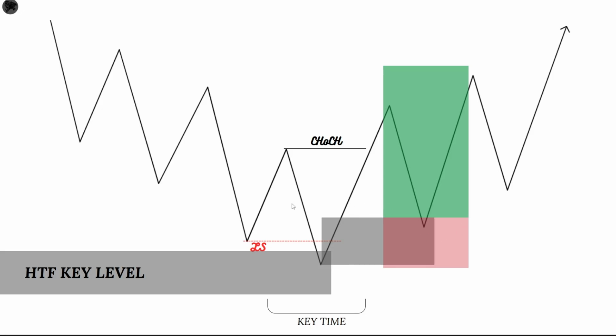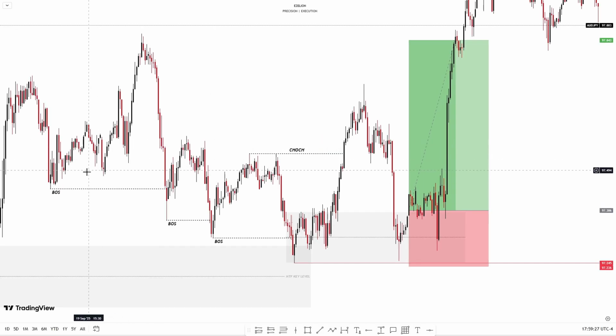Now, let me give you guys a live example. So this is an example of a trade that we called in our free Telegram channel, right? So what do you see here? We see price breaking structure. After we break the first structure, price breaks the second structure. Now it breaks the third structure.